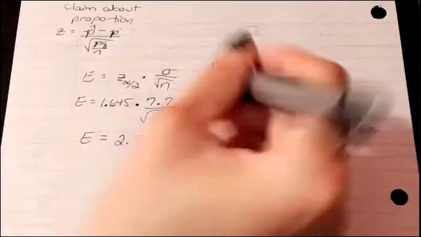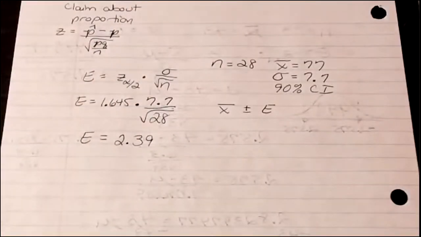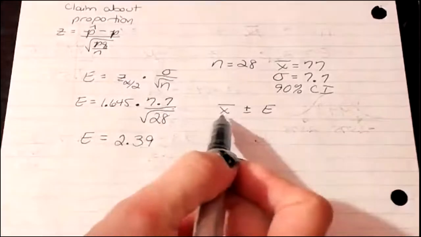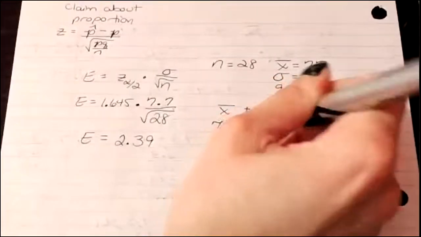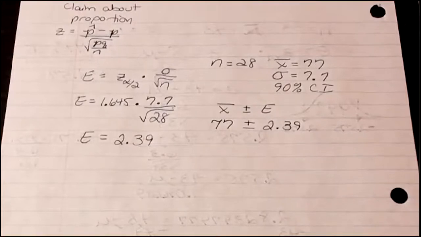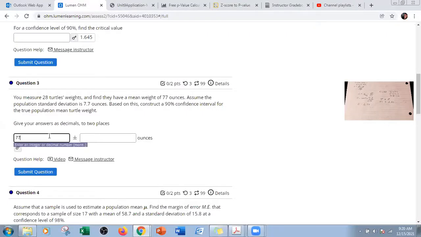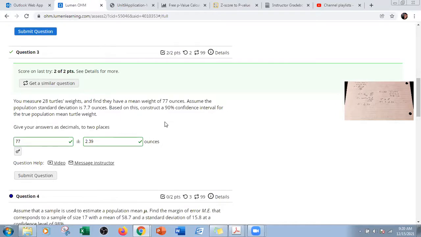So we'll notice that when we write our interval into Lumen, and actually I can share my screen, but I'll write it here first. It wants us to write it as the sample mean plus or minus the error. So that's what we're looking for in Lumen. So let me go ahead and share my screen with you really quickly, and I'll input it so that you can see what's going on. And hopefully you'll be okay with this. So the sample mean plus or minus the error, 2.39, and then we go ahead and we submit it. Okay, and then we're done.